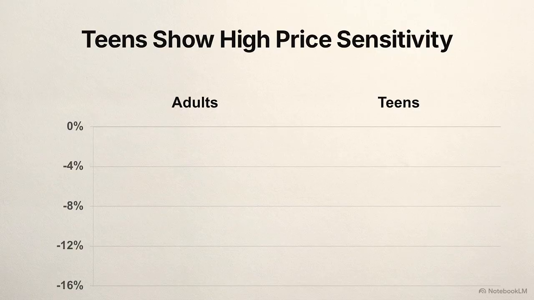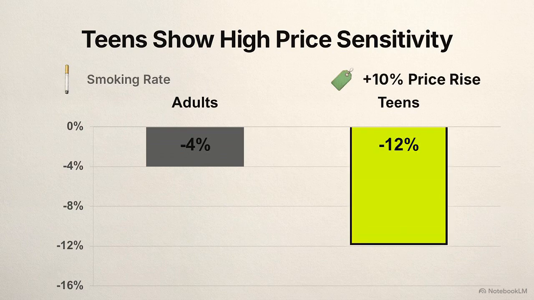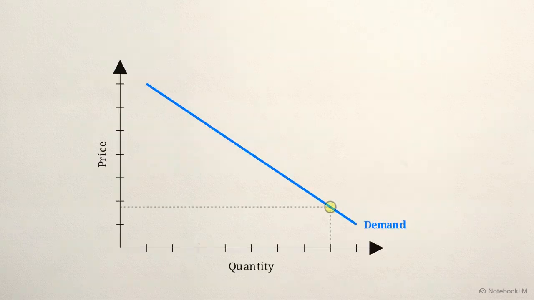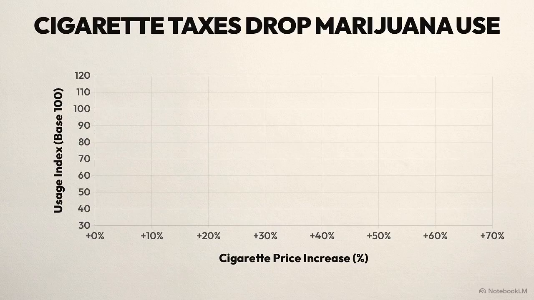This introduces the concept of elasticity. When these prices rise by 10%, adult smoking drops by 4%, but teen smoking drops by 12%. Younger demographics are far more price-sensitive. Taxation leverages the existing mathematical rules of the curve, forcing consumers into a new position rather than rewriting their underlying desires. Let's pause for a quick question.